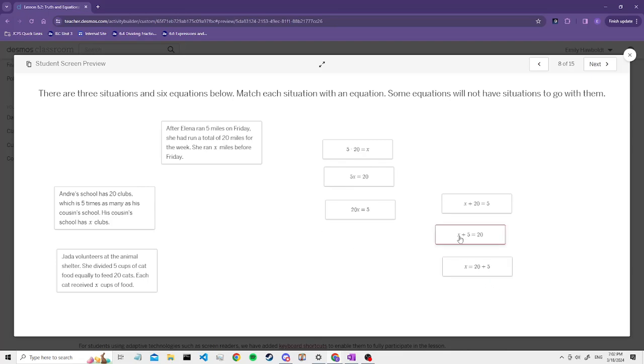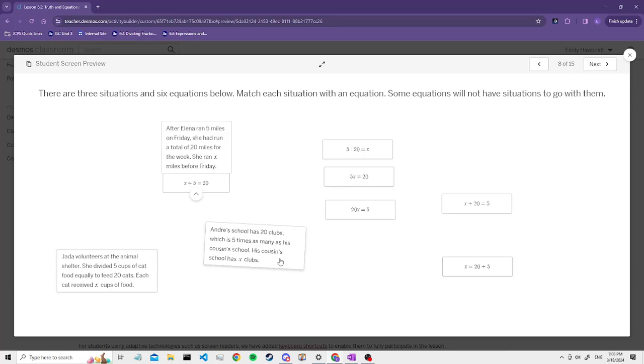So we're probably thinking in terms of addition here, and we've got X miles and we run 5 more. So is that X plus 20 equals 5? X plus 5 equals 20? X equals 20 plus 5? Well, she ran these X miles plus 5 more and in total had 20. So this is X plus 5 equals 20. So I'm going to put those together.